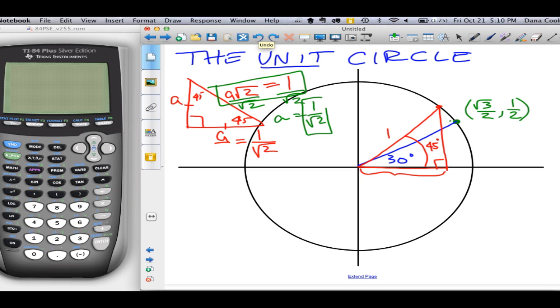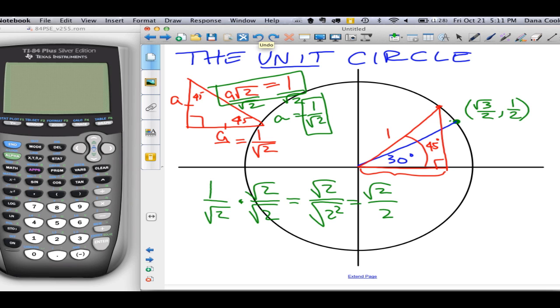I don't like this. We don't like this. We need to simplify that. So how do we do that? Let's come down here. Simplifying that, I can multiply this times the value of 1 in the form of square root of 2 divided by the square root of 2. I'll get radical 2 over radical 2 squared, which of course is radical 2 over 2.